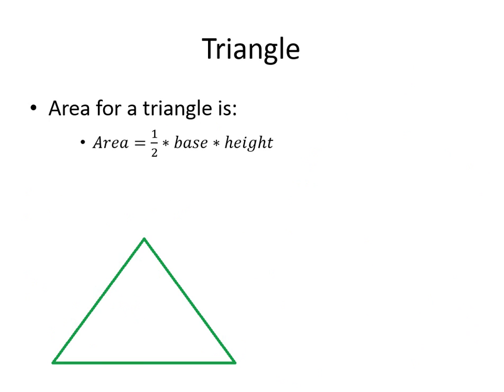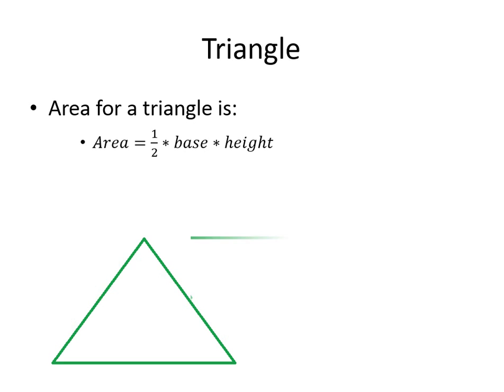Now, a triangle. Okay, so the area of a parallelogram was just base times height. A triangle is 1/2 base times height. Okay, so 1/2 times the base times the altitude.